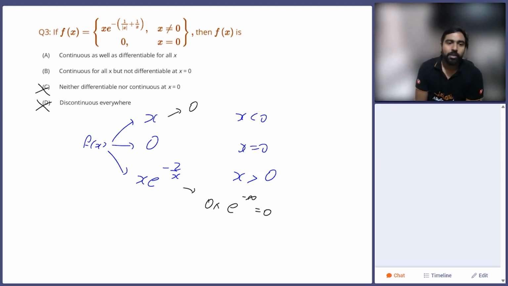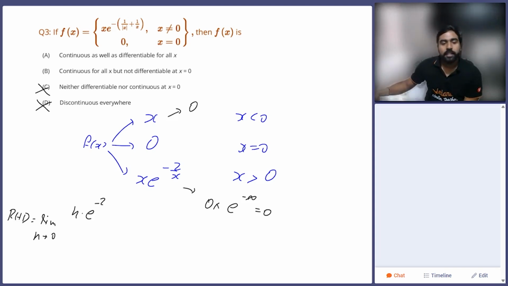Okay? So now what we have is either it is going to be continuous as well as differentiable, or it is not differentiable. So entire thing revolves now around, is it differentiable or not? So let's find the left hand derivative, right hand derivative first. So what is the right hand derivative going to be? Limit h tending to 0, which is a positive value. F of h, which definition are we going to use? We're going to use h into e power minus 2 by h minus f of 0 divided by h. What is this? E power minus infinity. Right hand derivative is coming out to be 0.